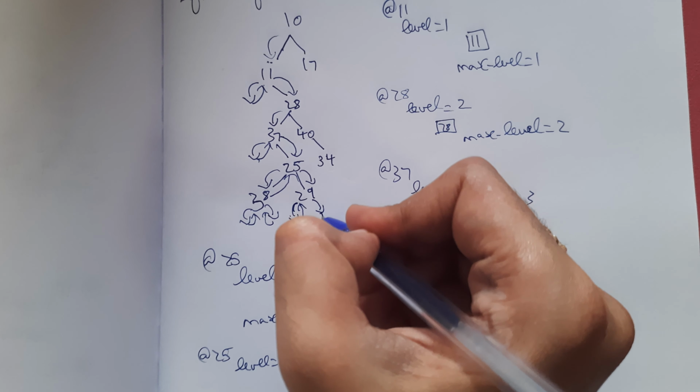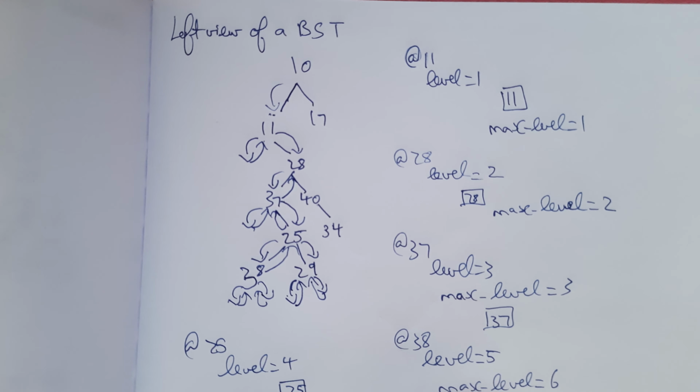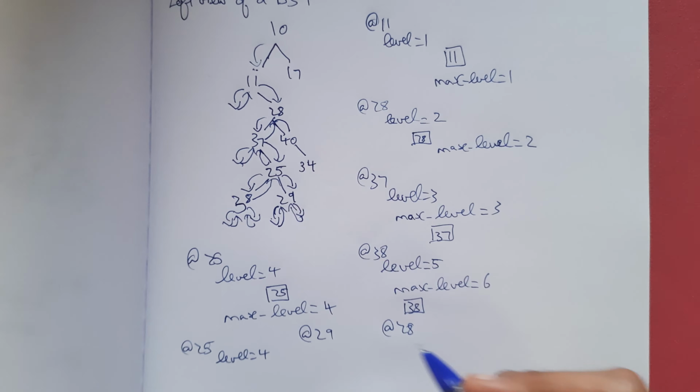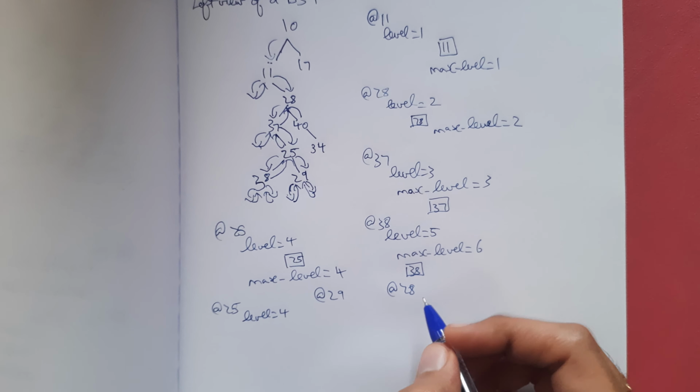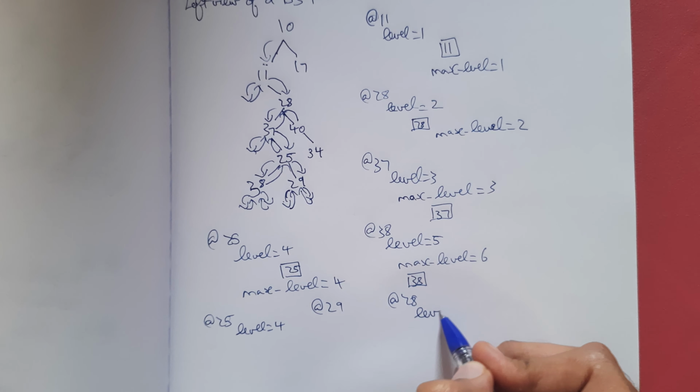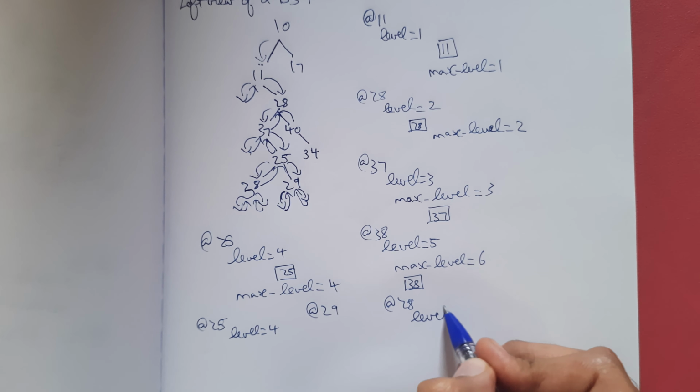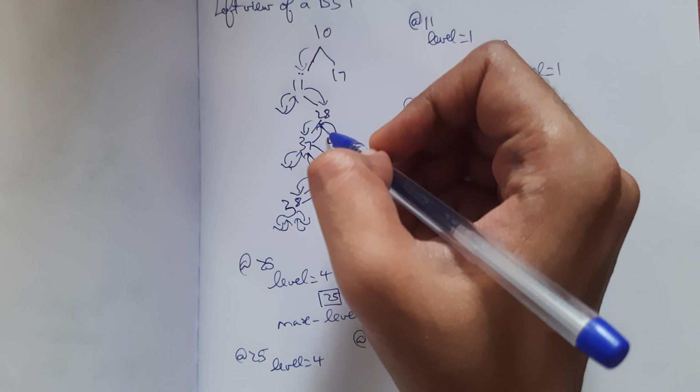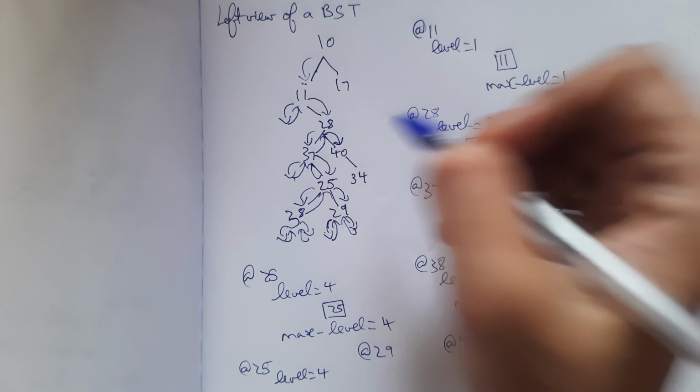The control now goes back to 37, and after that we go back to 28. At 28, we have to remember that the value of level is going to be 2, because it was passed by call by value. The value of the level is still 2. We now go to the right subtree of 28, which is 40.